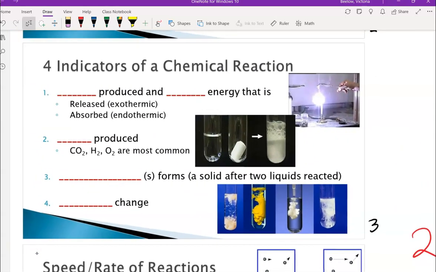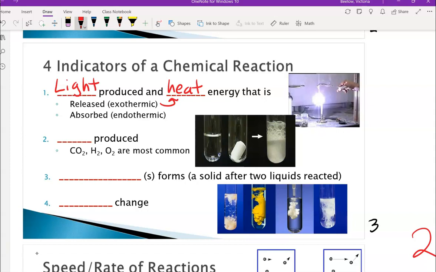Now, some things that can indicate if a chemical reaction has occurred is you could have light produced and heat energy. And a good example would be when we lit the magnesium on fire. That produces a very bright light, gives off a lot of heat. That can be an indicator of a chemical reaction. That would be what we call exothermic. So that's when you get heat or light energy.